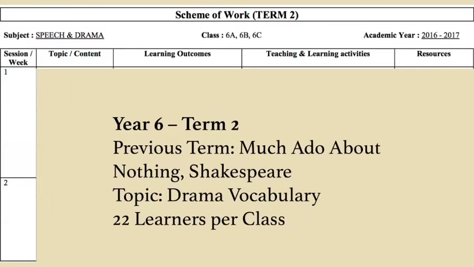So here we have the scheme of work basic. As you can see, I've got my year 6 classes. There's 3 of them, A, B, and C. This is for the academic year 2016 to 2017 and for the subject speech and drama. We've got a number of sessions. So for each session, I've got a different row to fill in. I've got the topic and the content. So that's like the title of the class. I've got learning outcomes. I've got teaching and learning activities, and I've got the resources.